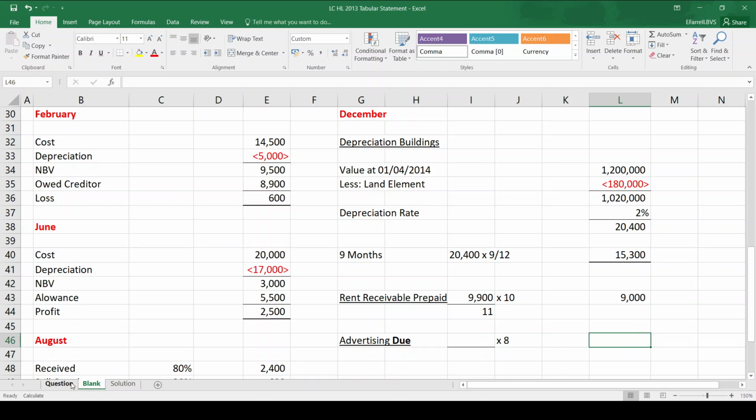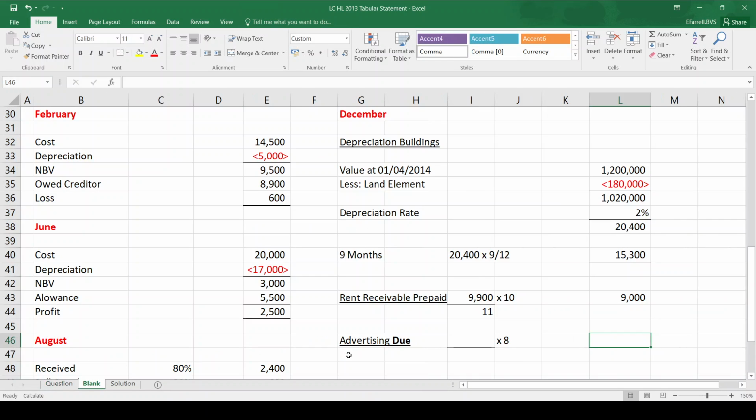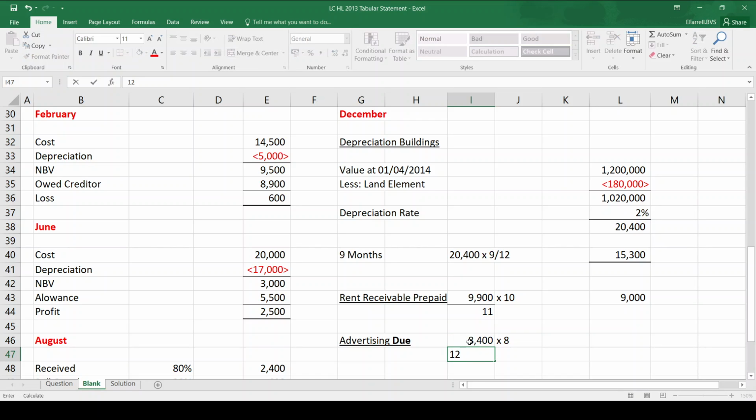I'm also going to work out the advertising due. Now the advertising due, advertising was 8,400, and that was for the year, so for 12 months. How many of those months were for this year? 8, up as far as the end of August. So to calculate this, I'm going to have 8,400 divided by 12, because it was for a year, and how many months are for this year? 8 of the months are for this year. So 8,400 divided by 12 multiplied by 8 is 5,600.